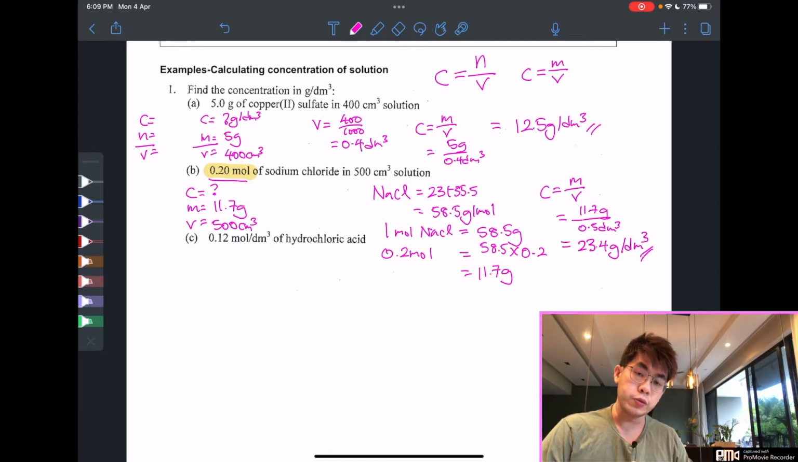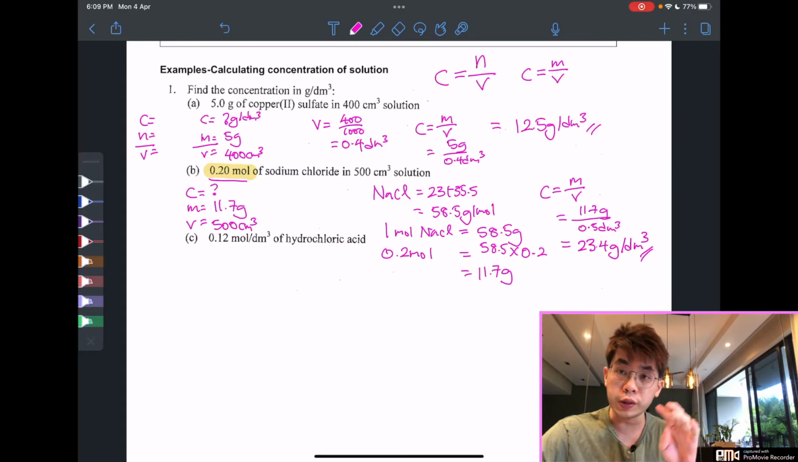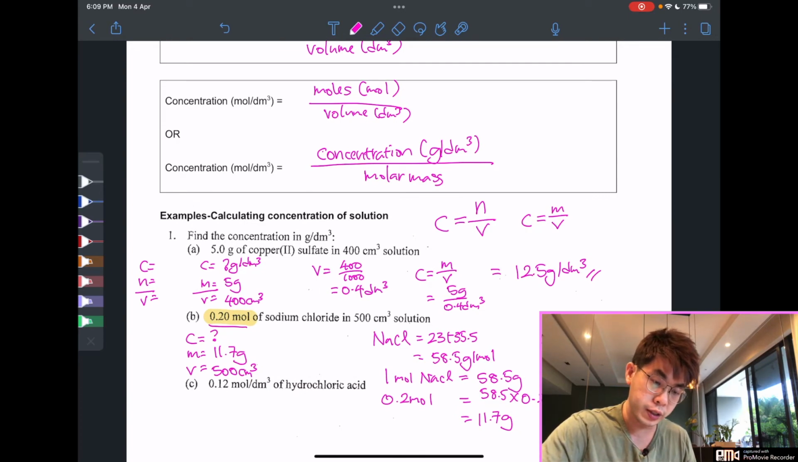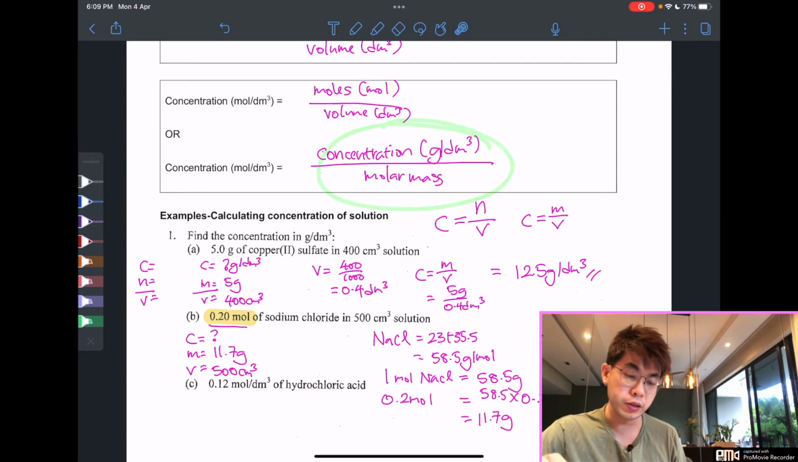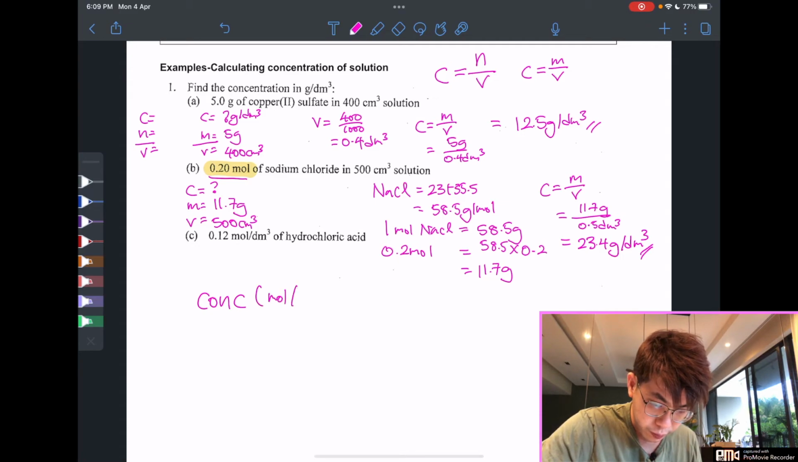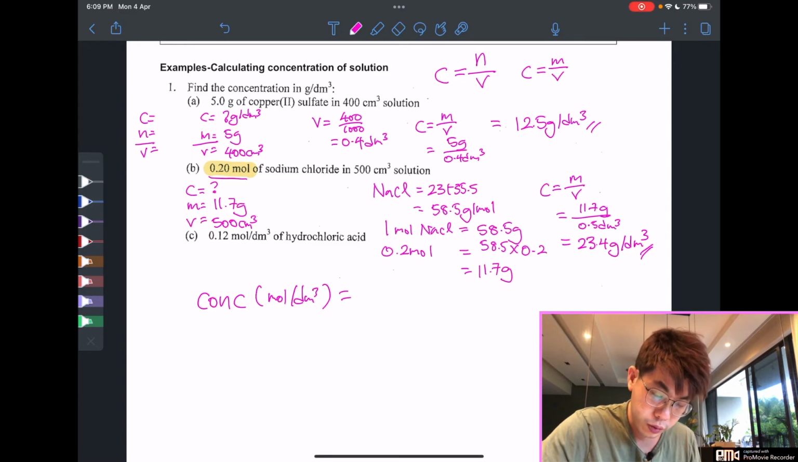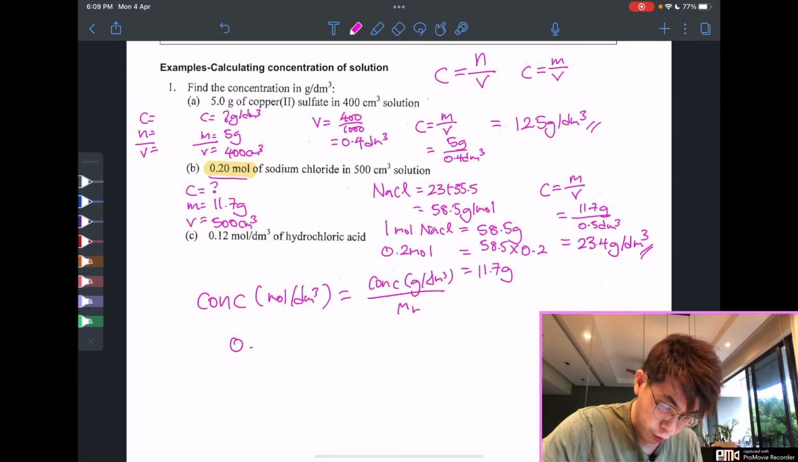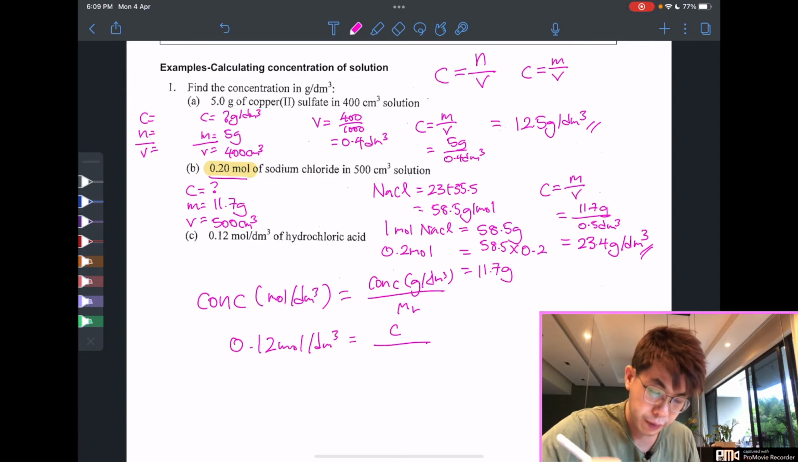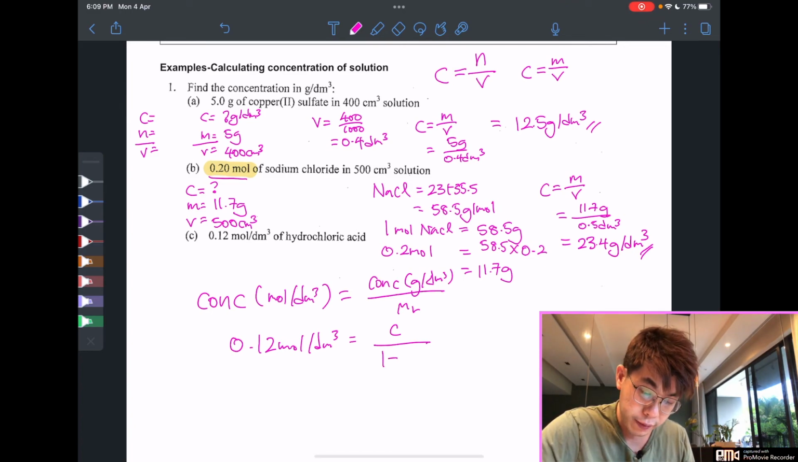Okay, and the last one over here, we have 0.12 moles per dm cube hydrochloric acid. This time, I can use my formula over here. So I have the concentration in mole per dm cube equals the concentration in gram per dm cube divided by Mr. So this is 0.12 mole per dm cube equals concentration divided by the Mr of hydrochloric acid, which is 1 plus 35.5.